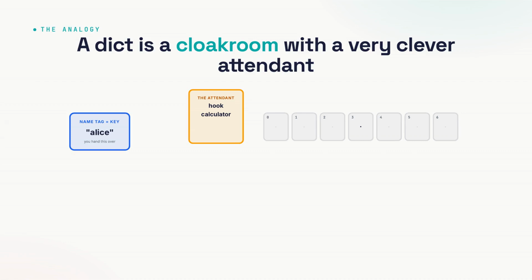Before any Python, picture a cloakroom, a wall of numbered hooks. You hand the attendant a name tag and they put your coat on a hook. That's it. That's the whole shape of a dict. The attendant doesn't search for a free hook. They run your name tag through a little hook calculator, hash of Alice modulo 7, and it spits out hook 3. Coat goes on hook 3, one step every time.